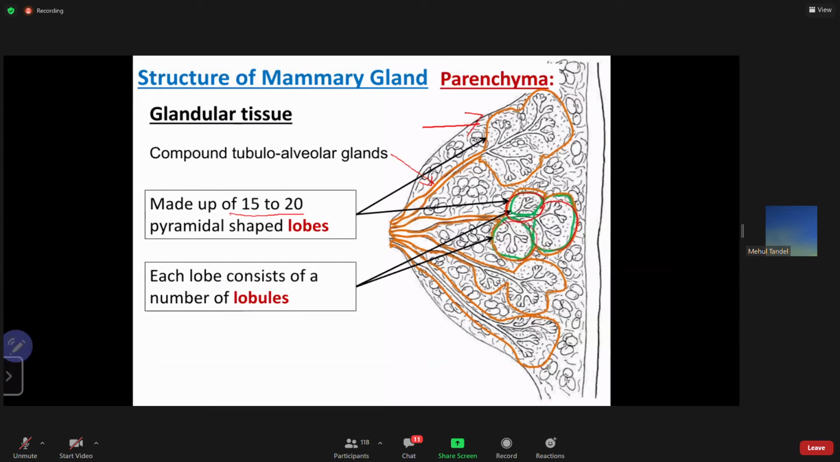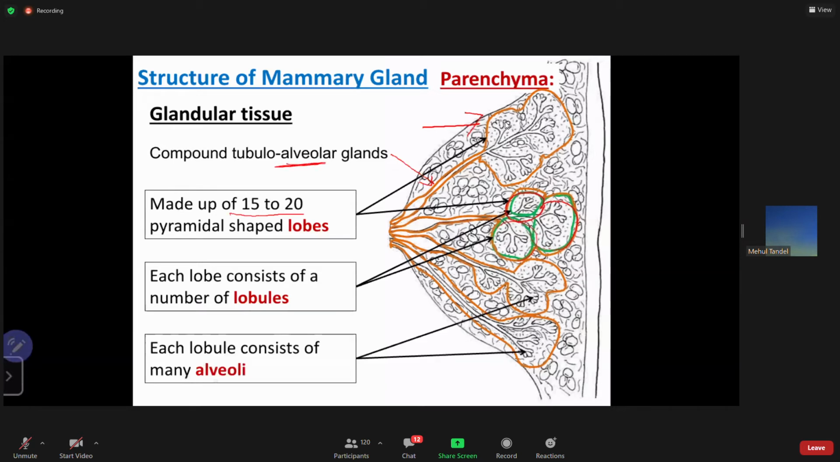Am I audible? Okay, so each lobe consists of a number of lobules. Now these lobules again consist of smaller parts. The name itself is alveolar, so the smaller parts are called alveoli. So each lobule consists of many alveoli. This is the basic structure of the parenchyma. Parenchyma is made up of compound tubulo-alveolar glands with ducts, all arranged in the form of 15 to 20 pyramidal shaped lobes.